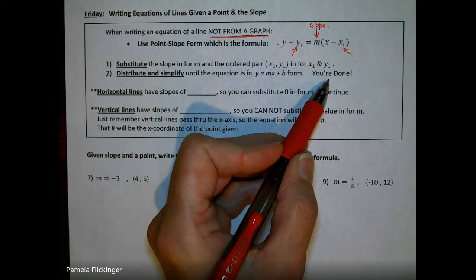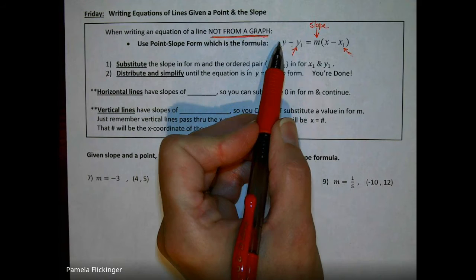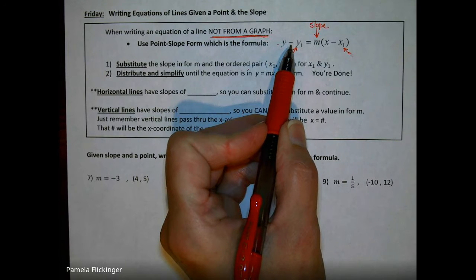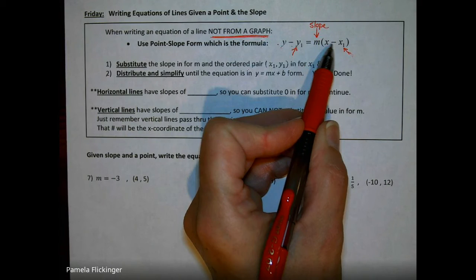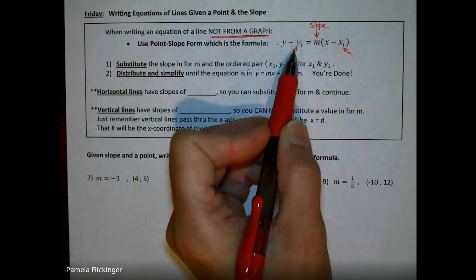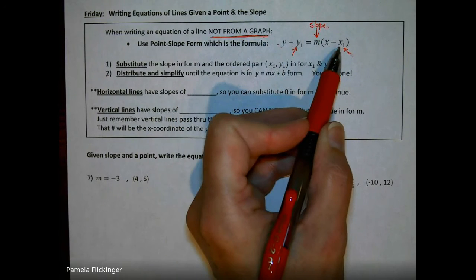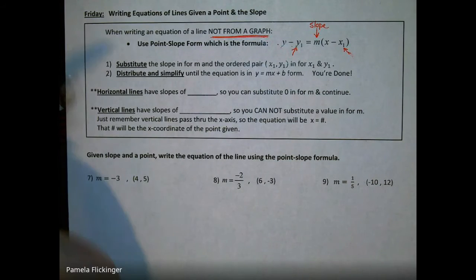And you'll be done. Now, I do want to point out in the formula that it is always y minus y1, and in the parentheses, it's also always x minus x1. So if we end up with negative numbers in our ordered pair, we'll be subtracting a negative. As we do some examples, you'll see how that works.